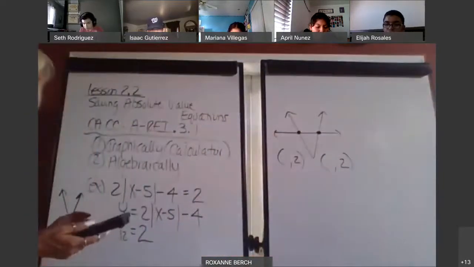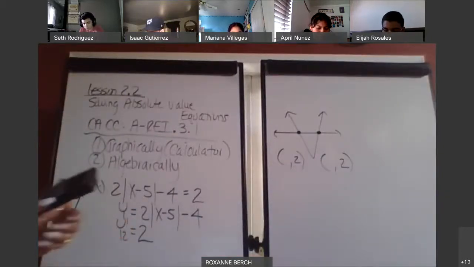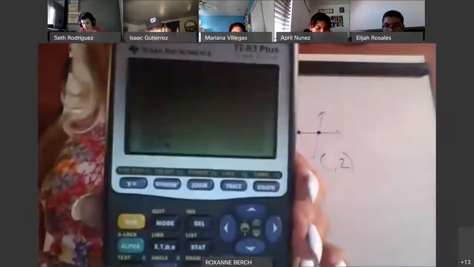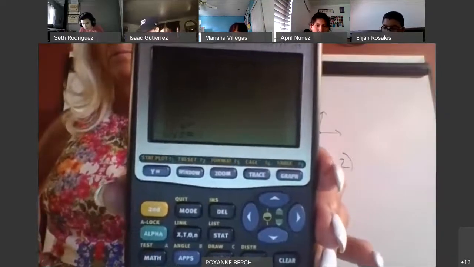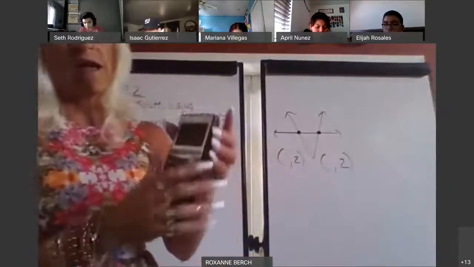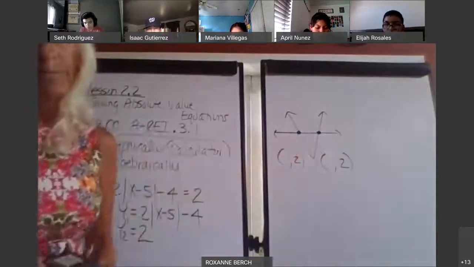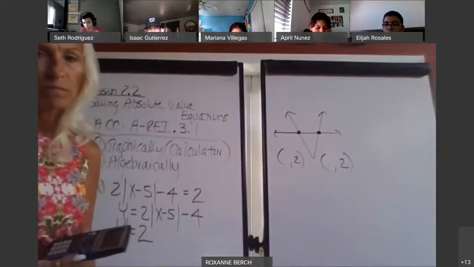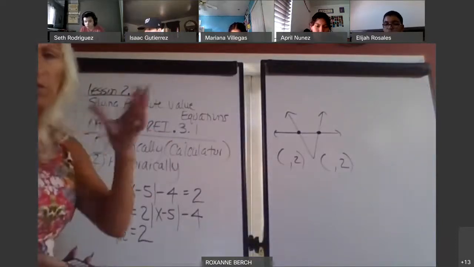Now you're going to put in, with the arrow key, go down to y sub 2 and put in y equals 2. That's what you should have. So now hit graph, and graph is up on the right, and you should get something that looks like that. Okay, does anybody have any questions so far? I'm going to do this about 4 times.